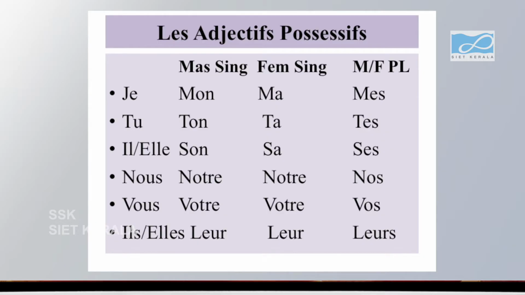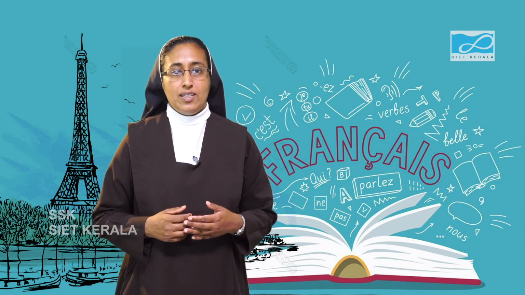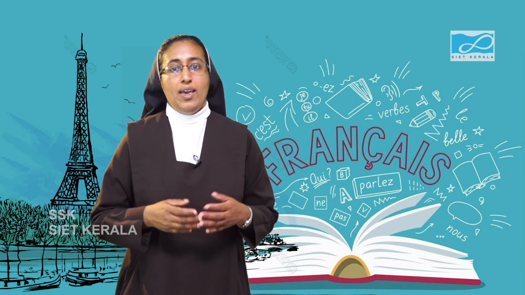So corresponding to tu, you get ton, ta and tes. So you want to say your friend, ton ami. You want to say your brother, it becomes ton frère. Your sister becomes ta sœur. Then you want to say your pencils, it becomes tes crayons. I hope you are able to understand me. We have a masculine singular form, we have a feminine singular form, and a masculine and feminine plural form.